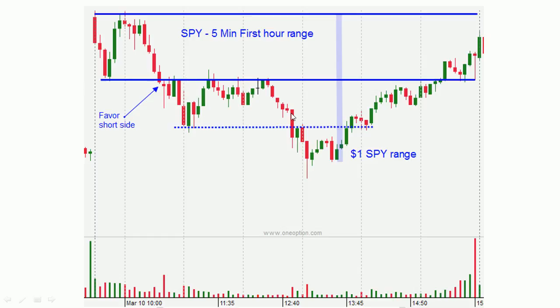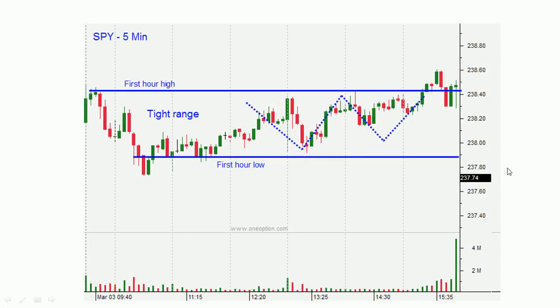short side. And there we get a really nice range. It's a $1 SPY range, which is 10 points on the S&P 500. It's not fantastic, but it's not bad. And so the market comes down, then we've got a little bit of a support line. Here we can start contemplating some long positions, and we've got nice price movement in this particular day.